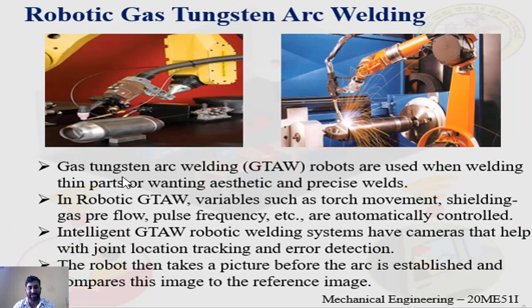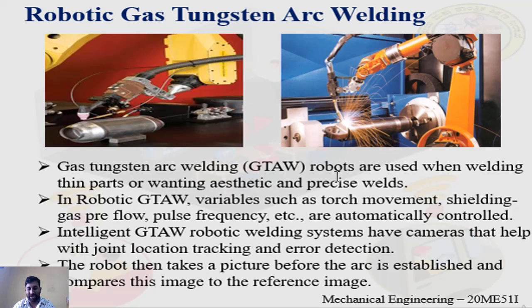Okay, next one is robotic gas tungsten arc welding. As in the case of robotic gas metal arc welding or shielded metal arc welding robots, here we are using a tungsten electrode. It is a non-consumable electrode. It is not consumed when we are welding the two metals.